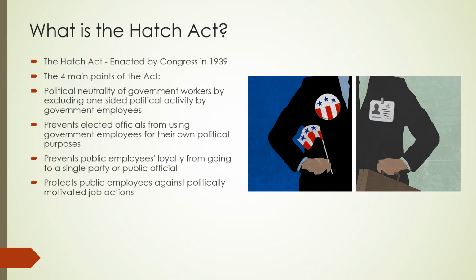Some four main points of the act are: it ensured the political neutrality of government workers by excluding one-sided political activity by government employees. It prevented elected officials from using government employees for their own political purposes. That's a good thing because you shouldn't be using not just tax dollars but also staff for your benefit.